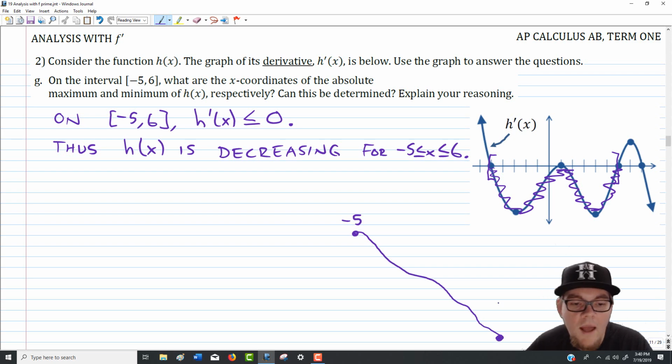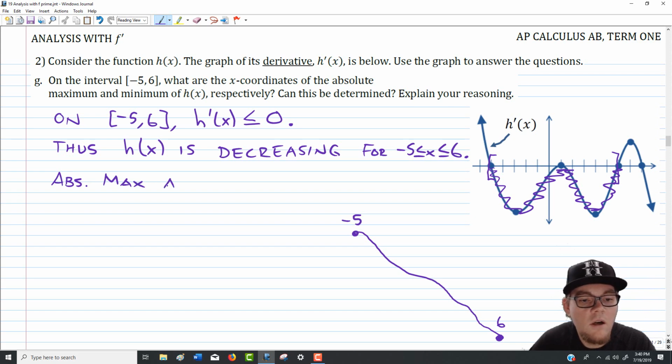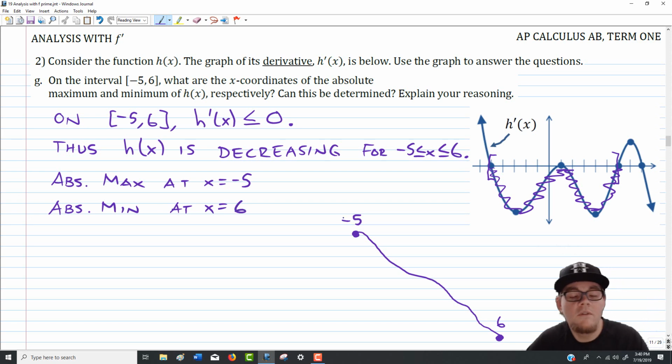So putting that into our mind, what that shows us is that on this closed interval, the absolute max, or the global maximum, has to occur at x equals -5, the left endpoint. Because wherever you start, if the function decreases everywhere afterwards, it's just going to keep going down further and further. Likewise, the absolute minimum has to be at the right endpoint, which is going to be x equals 6, for exactly that reason. It's decreased the entire way, so the smallest value it ever gets to is at 6, because that's the point at which it would stop decreasing.